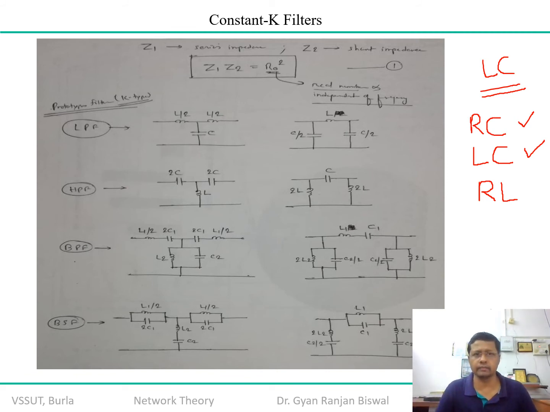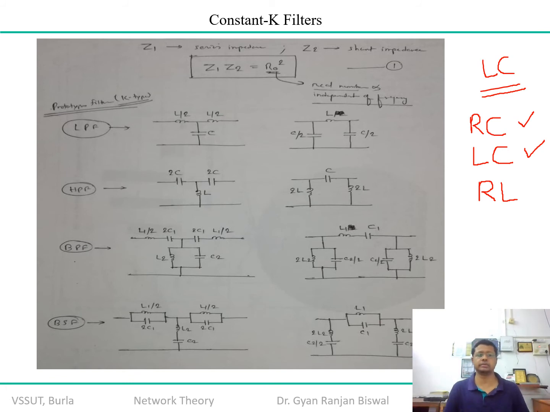And if C is the amount of capacitance involved, that single C is kept in shunt in that particular filter. So the series arm is now represented by L, and the shunt arm is represented by C. You know that if the product of L and C is of the same value in magnitude, then theoretically L should be very large if C is very small. If C is increasing, then L can decrease. Overall, the product of these two should be equal to R naught square, free from the frequency, remember.